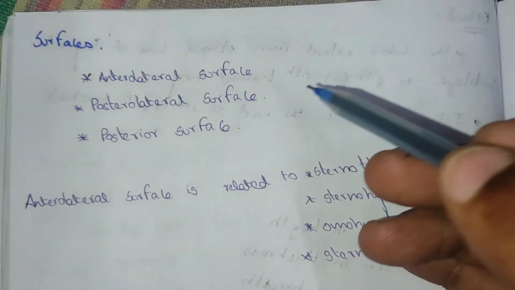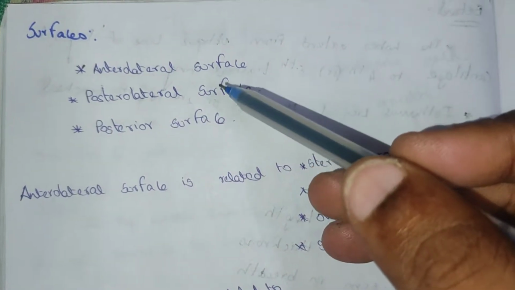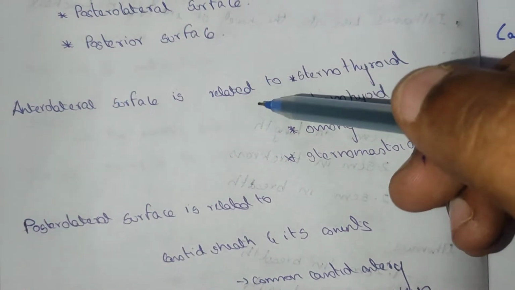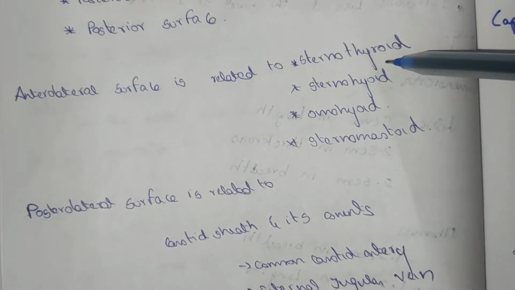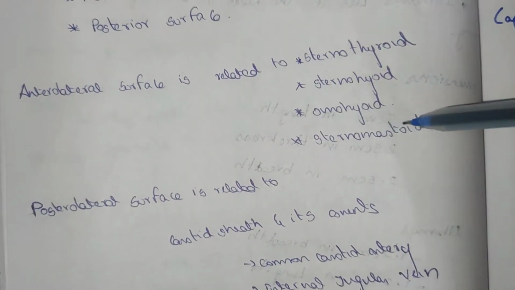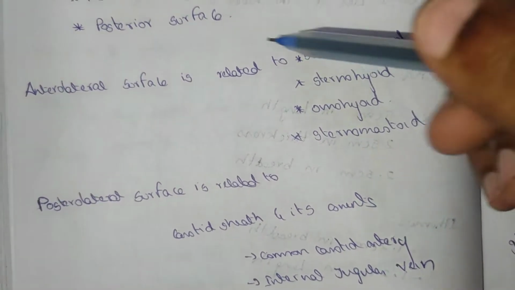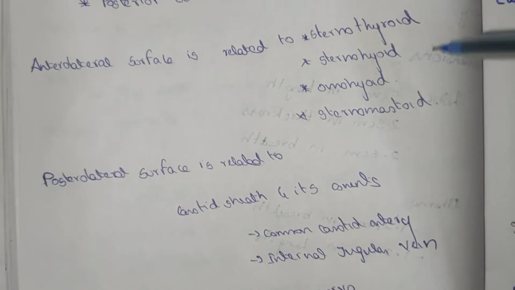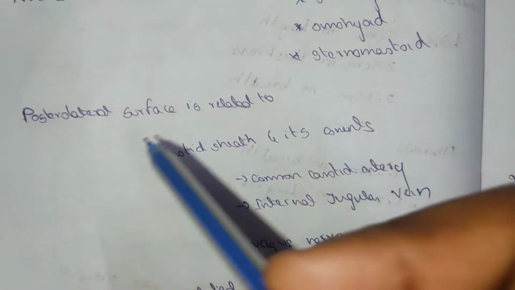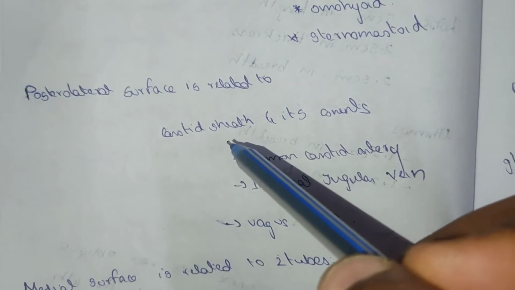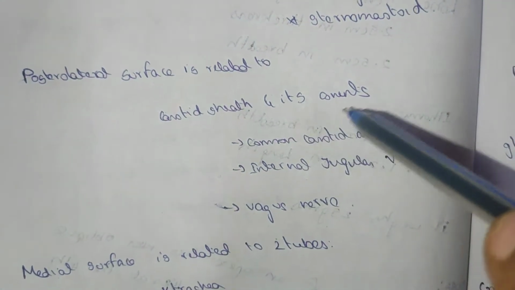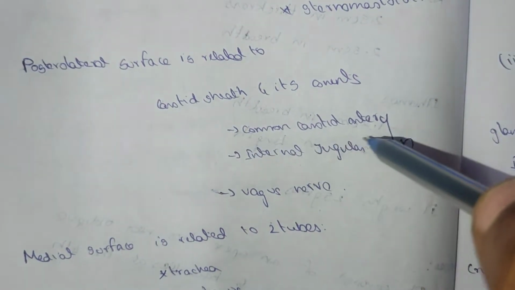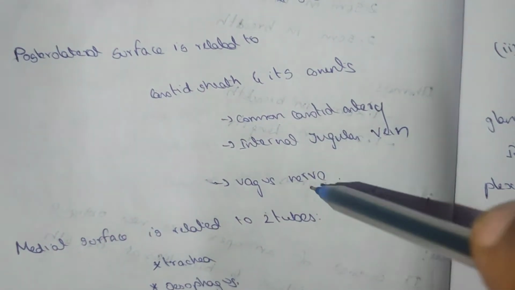Now the surfaces. There are three surfaces: anterolateral surface, posterolateral surface and posterior surface. The anterolateral surface is related to sternothyroid, sternohyoid, omohyoid and sternomastoid. These are the muscles related to the anterolateral surface of the thyroid gland. The posterolateral surface is related to the carotid sheath and its contents, which are the common carotid artery, internal jugular vein and vagus nerve.